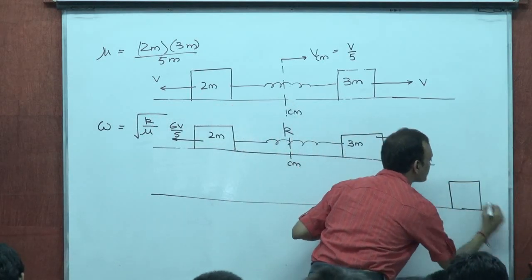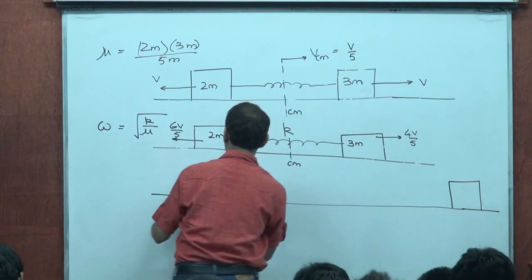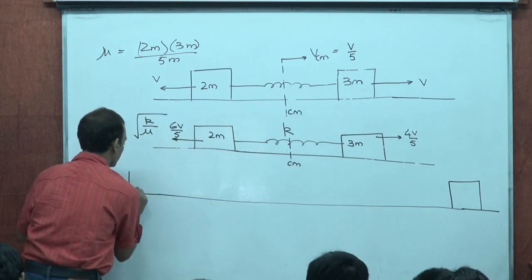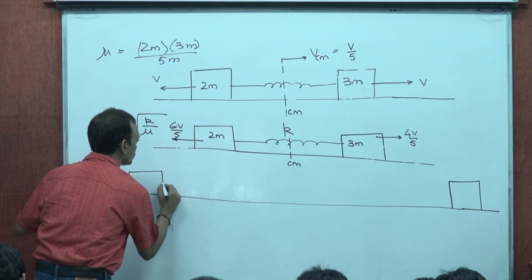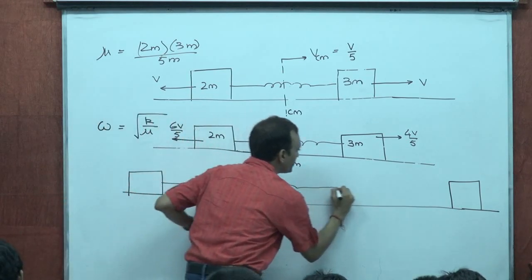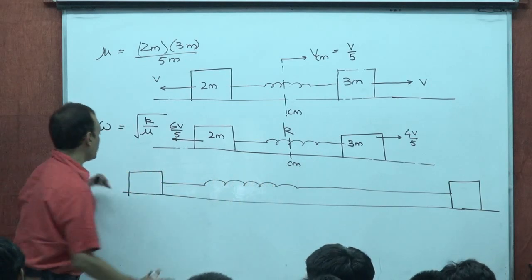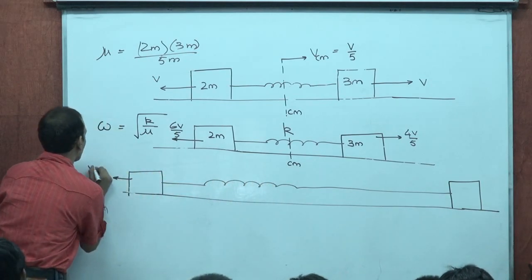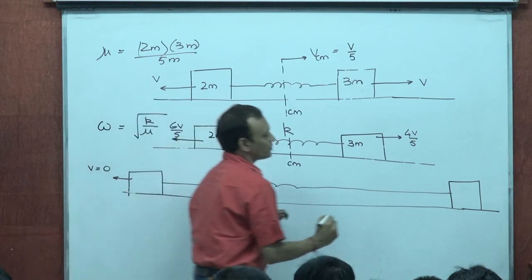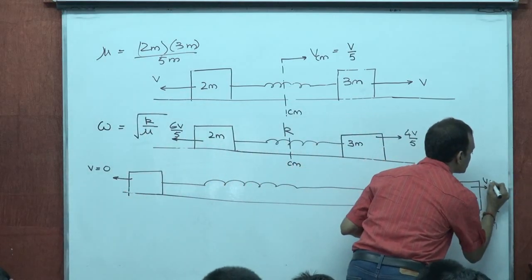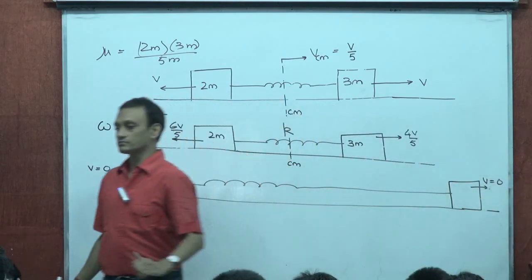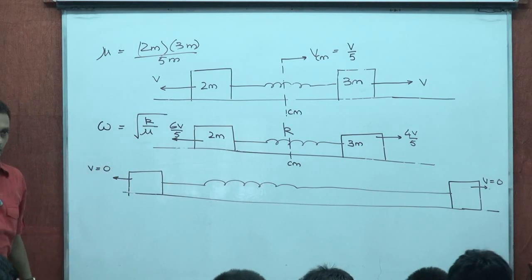In the center of mass frame, the velocity of this becomes 0. In the center of mass frame, the velocity of this becomes 0. This then would be a state of maximum elongation, right? How about it? Right?